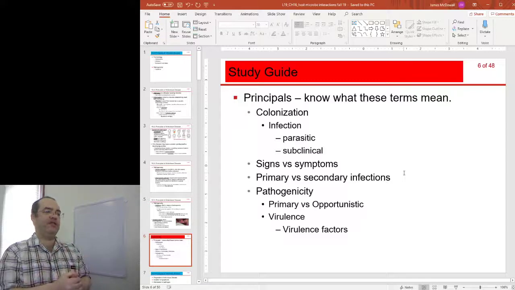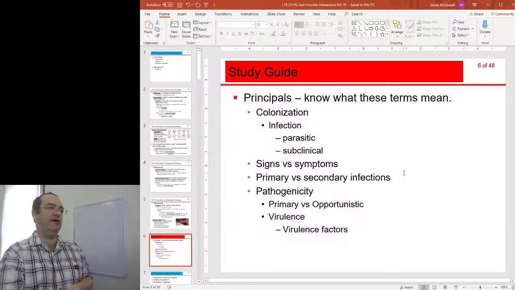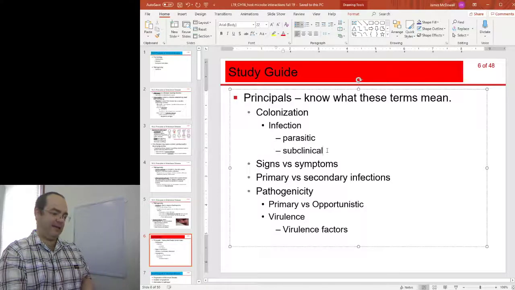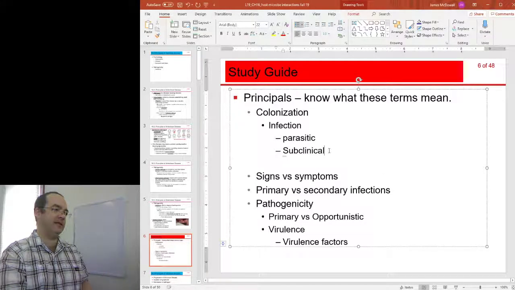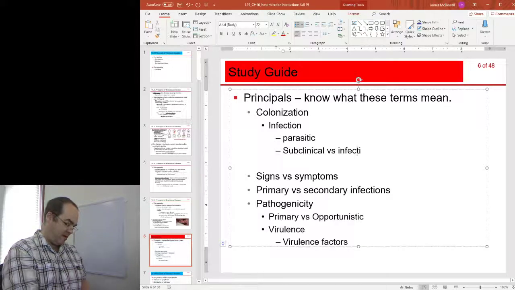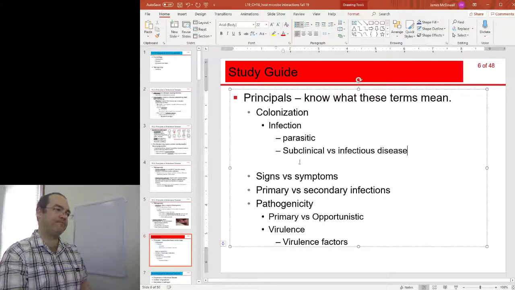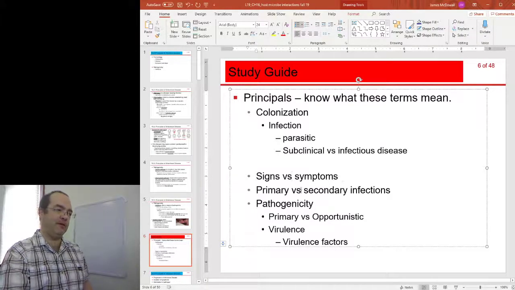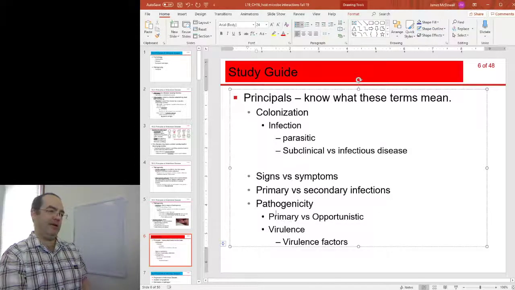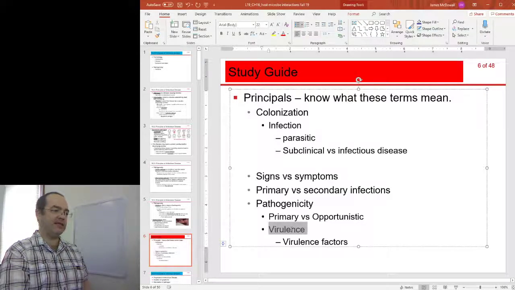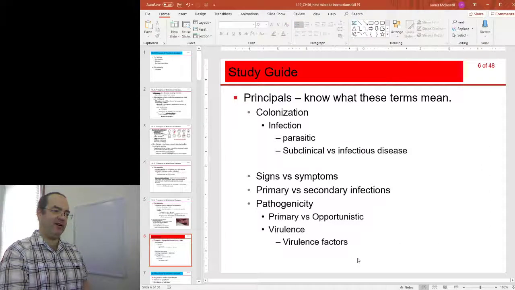Okay, so that finishes this first section. Slide 6. Know some terms: colonization, infection, parasitic, subclinical. Let's add in there subclinical versus infectious disease. Be able to recognize a sign from a symptom. Be able to recognize a primary and a secondary infection. Be able to distinguish between a primary versus an opportunistic pathogen. Know what virulence is, and know the ideas behind virulence factors. Okay, that's this first section done.